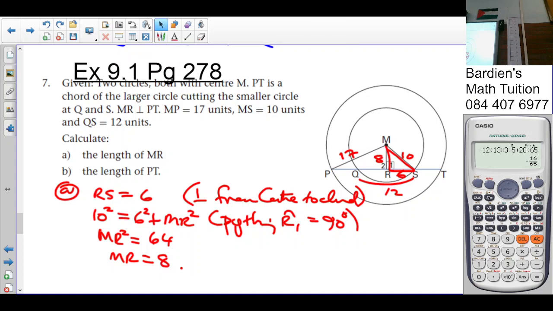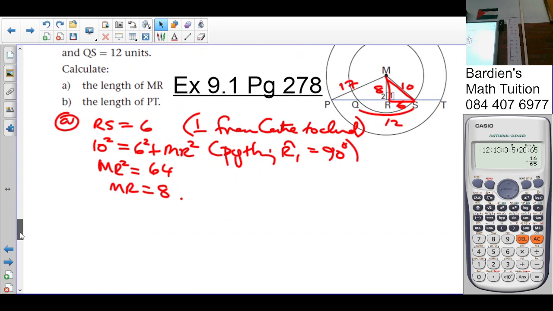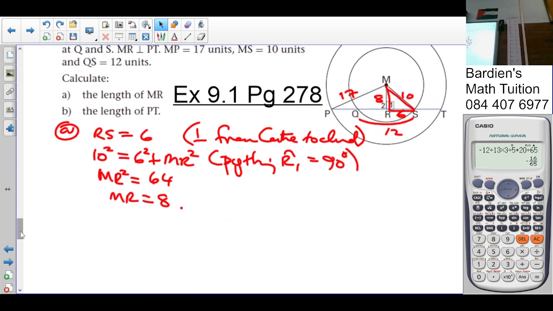Now, in the next question, of course, I want you to work out PT, which is the whole length here. But we can't work out the whole length here, not so? What, you finger up? It's not up anymore. Okay. But you can work out PR. Is there enough information to work out PR?